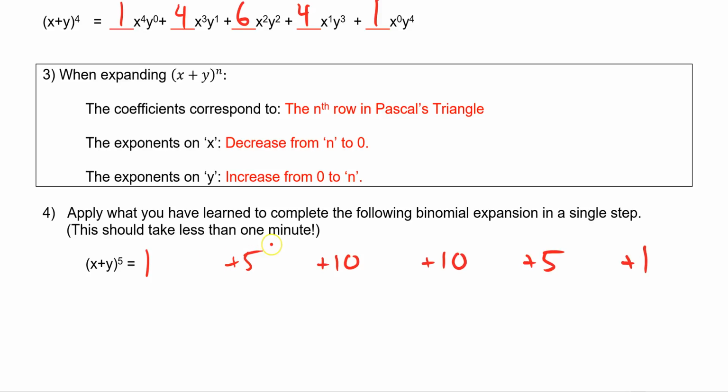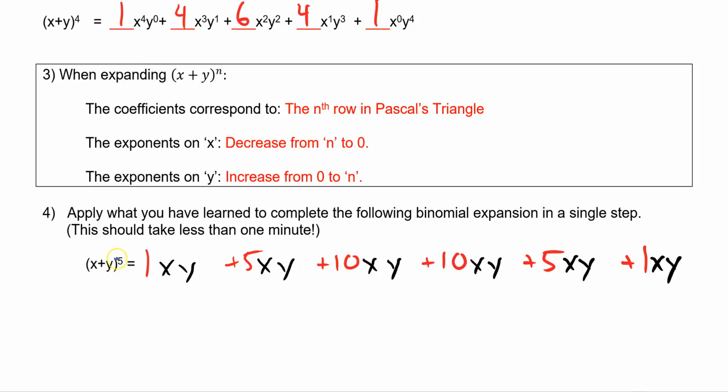So notice how I separate them with addition signs. Now, beside each of these, I'm going to write my x and y variables. So x and y are multiplying each coefficient. And now I can write out what the exponents are.